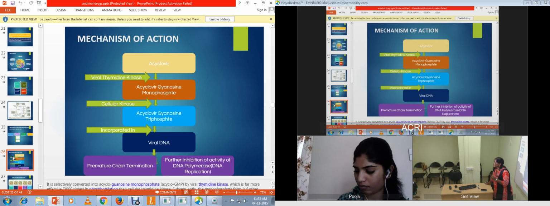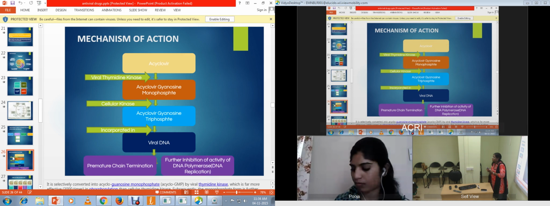Here you should know the mechanism of action. Everywhere there is a process of phosphorylation. Phosphorylation takes place in all these mechanisms of action, so you have to remember the mechanism of action. Also, you must know which type it affects, whether it is DNA or RNA, or whether it is a reverse transcriptase enzyme. This you have to know. Acyclovir. Fine.